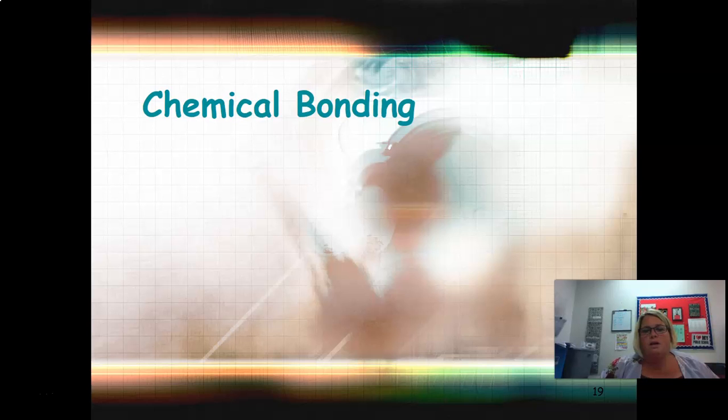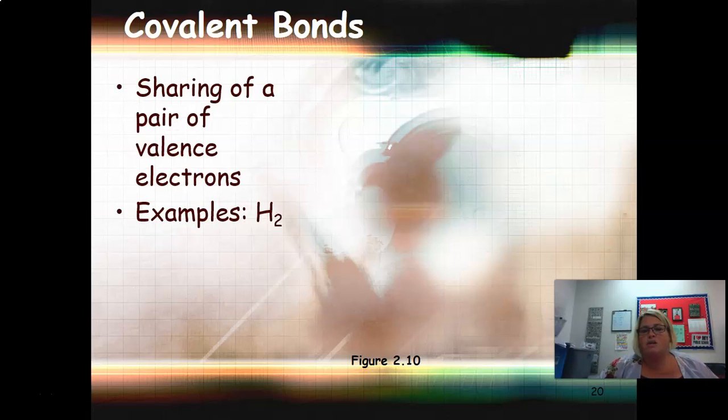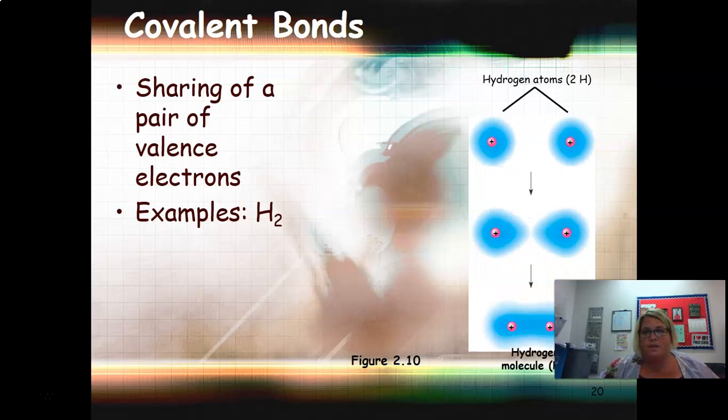So what do you think chemical bonding is? It's the sharing of a pair of valence electrons. So for example, H2. Hydrogen 2 means 2 hydrogen atoms. So if you look, you start out with 2 individual hydrogen atoms, but they're drawn together. Think sort of like a magnet drawn together. They want to get to where their valence electrons are being shared.